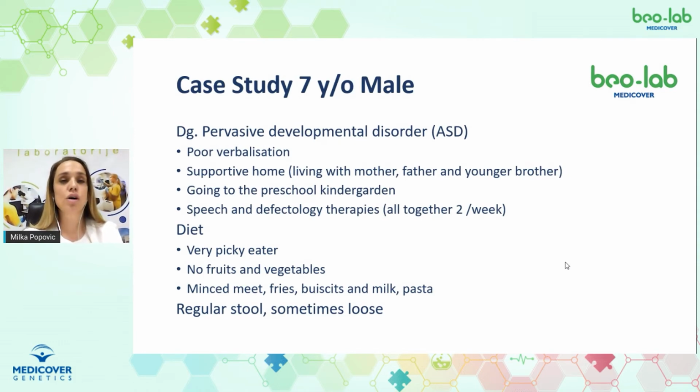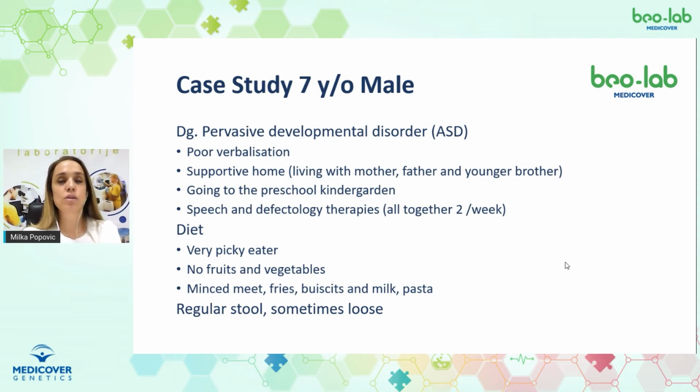But this patient came, the mother brought the patient, diagnosed with pervasive developmental disorder, with poor verbalization, in a very supportive home with his mummy and daddy and younger brother. They all take care of him, surrounded by love, all things that are important. He attends a preschool kindergarten with his own assistant, somebody who works with him, and 2 times a week visits the speech and defectology therapists.